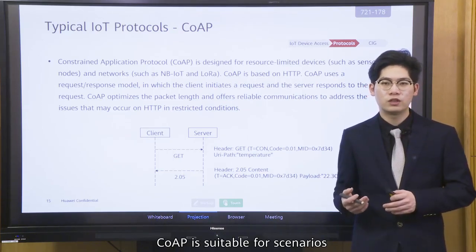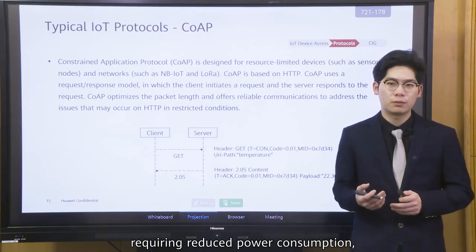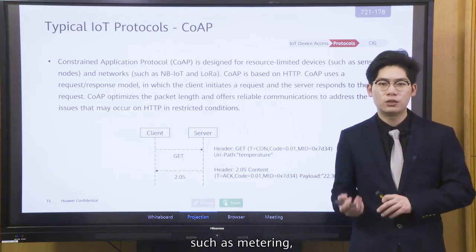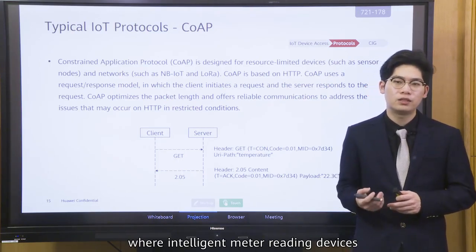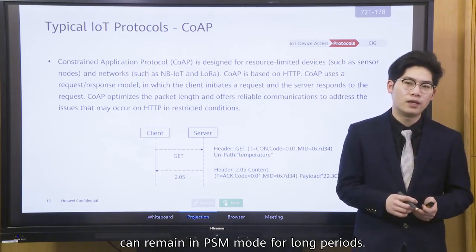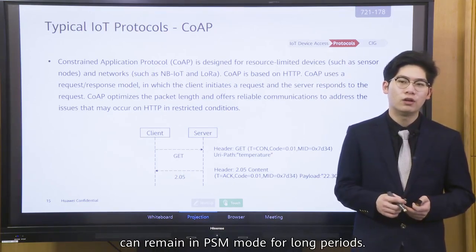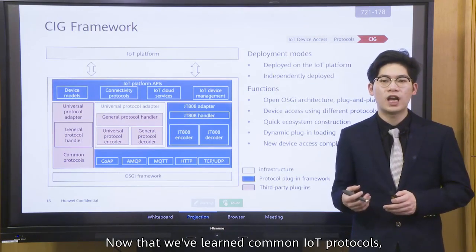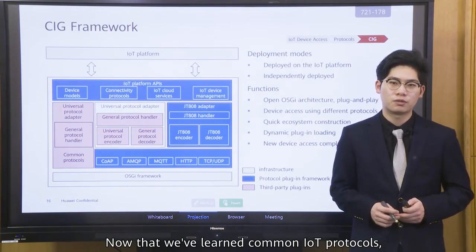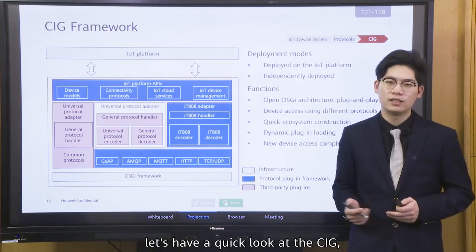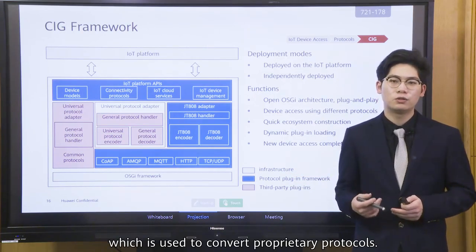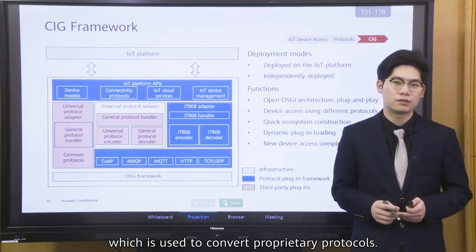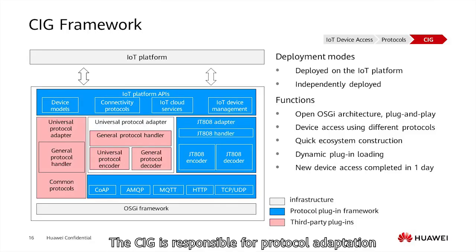COAP is suitable for scenarios requiring reduced power consumption, such as metering, where intelligent meter reading devices can remain in PSM mode for long periods. Now that we have learned common IoT protocols, let's have a quick look at the CIG, which is used to convert proprietary protocols.